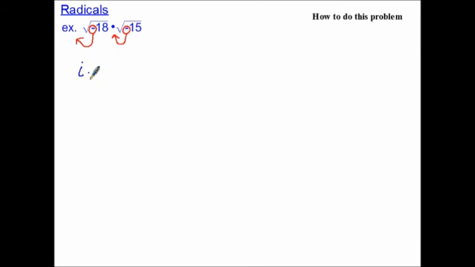Okay, so this becomes i root 18 times i root 15. And at this point, now we have some real numbers. Granted, there's some imaginary stuff, but we can keep them separate. So we have i squared, and then root whatever 18 times 15 is. I'm going to blow your minds right now and say I don't care. I just know it's some big number.